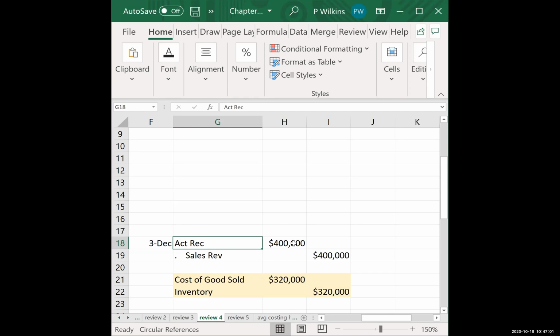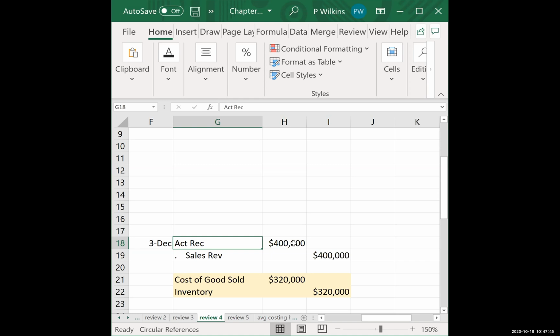Accounts receivable is an asset. Assets have a debit balance, so we have to debit it to make it go up. So we're going to debit accounts receivable and then credit sales revenue, $400,000. That's for the amount we sold it for. We're then going to debit cost of goods sold for the amount that the inventory we sold cost, and credit inventory to get it out of our inventory. So we're debiting cost of goods sold, $320,000, and crediting inventory, $320,000. That took it out of our inventory.